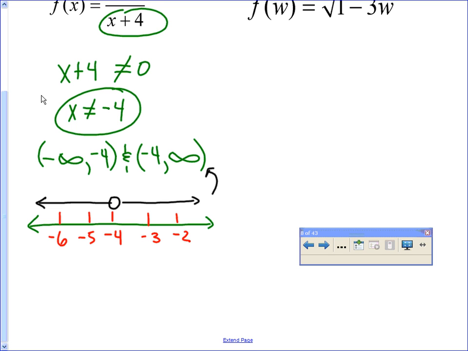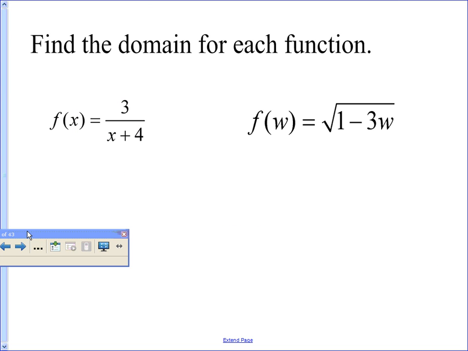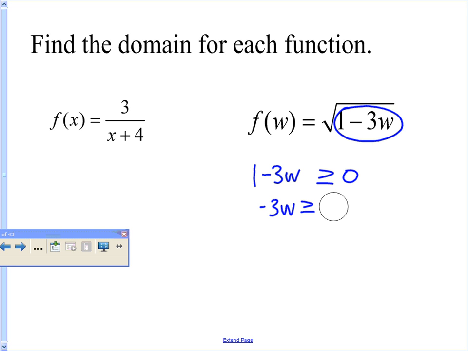Okay, and now let's look at our second example. This time we do not have a variable in the denominator, but we do have a variable in the radicand. Since we're dealing with the real number system, we want to make sure that this is a positive number or 0. So what we want is for that value to be greater than or equal to 0. We set it greater than or equal to 0 and find out what values will work. So subtract 1 from both sides, and I get that.